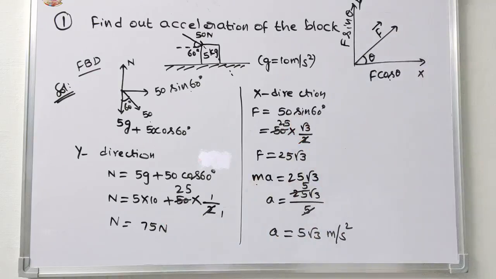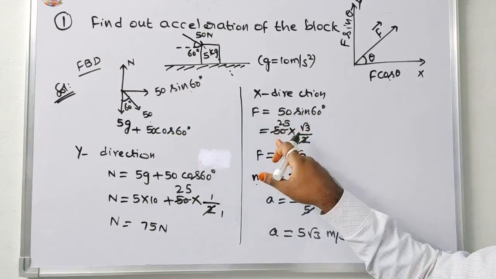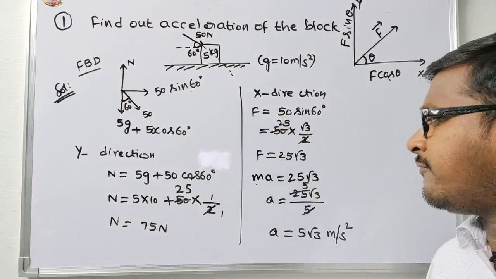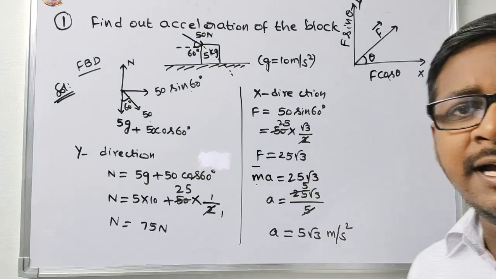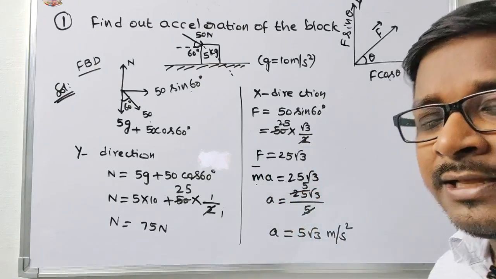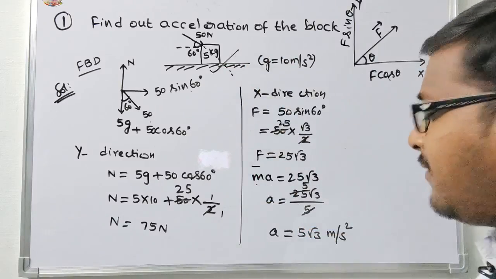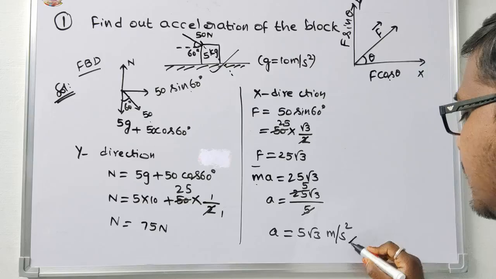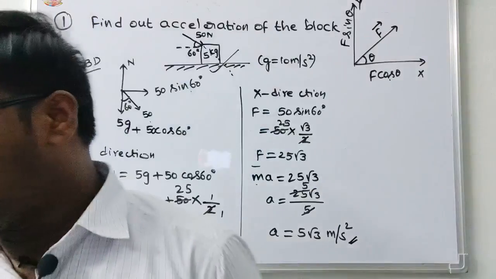Next, the x direction. F is equal to 50 sin 60, which is 50 into root 3 by 2. F is equal to 25 root 3. Here, by Newton's second law, F is equal to MA. So MA equals 25 root 3. M is equal to 5 kg in this figure. So A is 25 root 3 over 5, which is 5 root 3 meter per second square. This is the first problem.